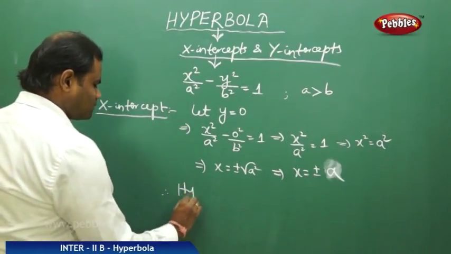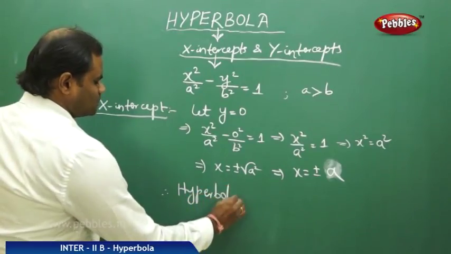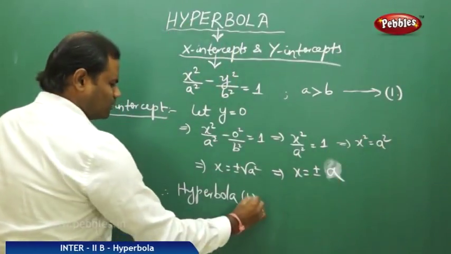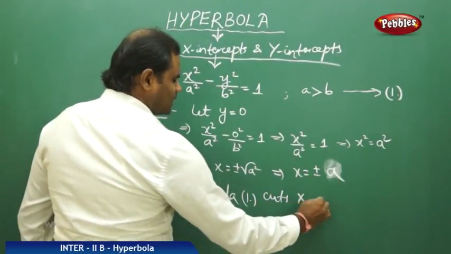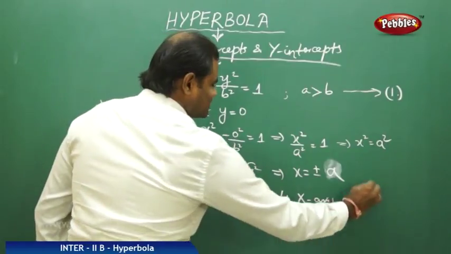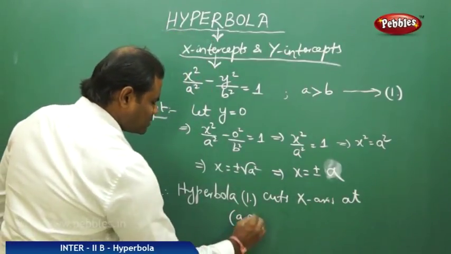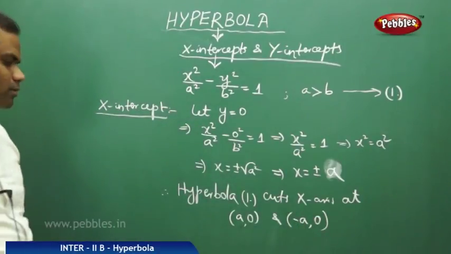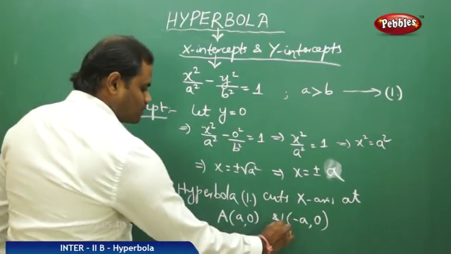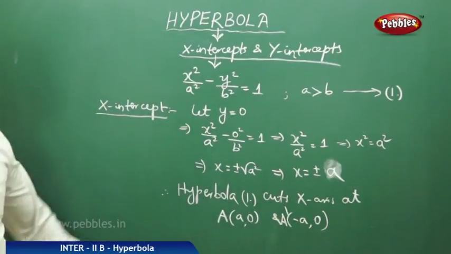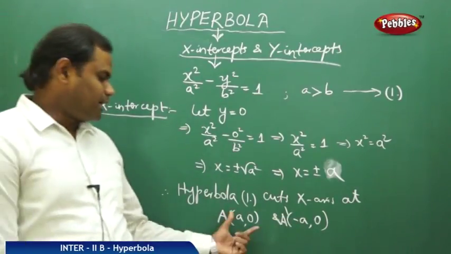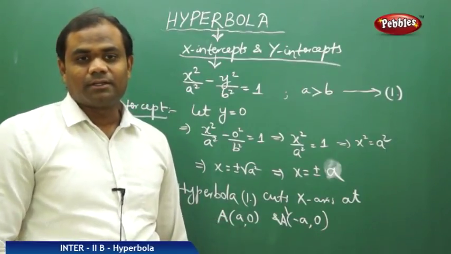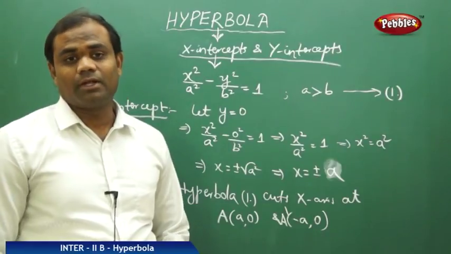Therefore, the hyperbola 1 cuts the x-axis at (a, 0) and (minus a, 0), and we denote these points with A and A dash. This is how we identify the x-intercepts of the hyperbola. Similarly, let's see the y-intercepts of the hyperbola.